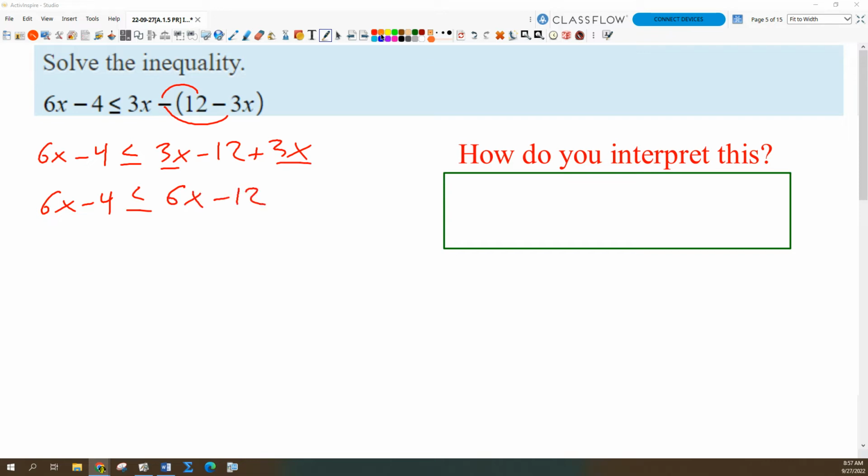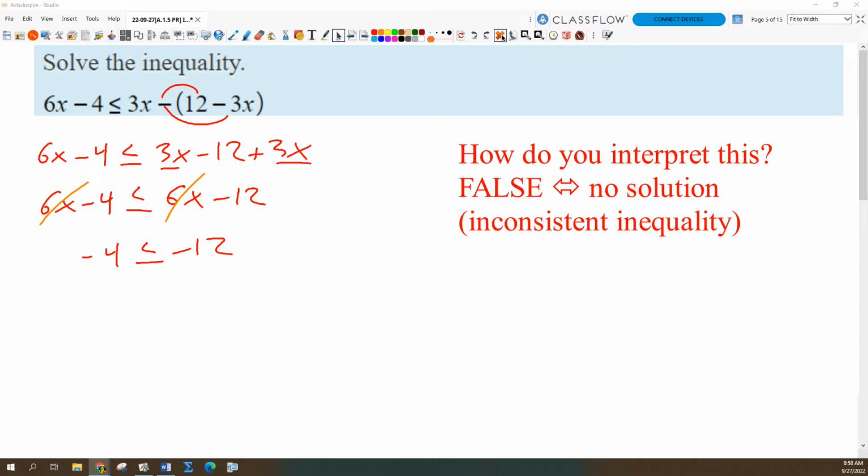Just like before, look, the 6x's cancel. So the x's go away. And this time I get -4 is less than or equal to -12. Thaden, how do you interpret that? First of all, true or false? False. So how do you interpret that? Okay, which means what's the solution? Then what values of x work? None. No solution. Good. Okay. False. No solution. So we'd call that an inconsistent inequality.